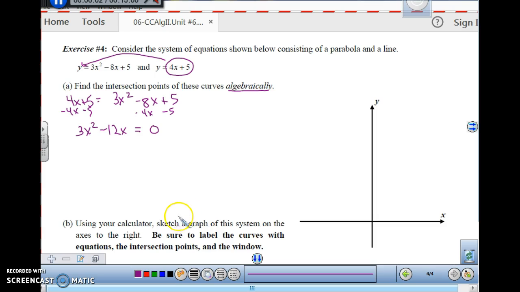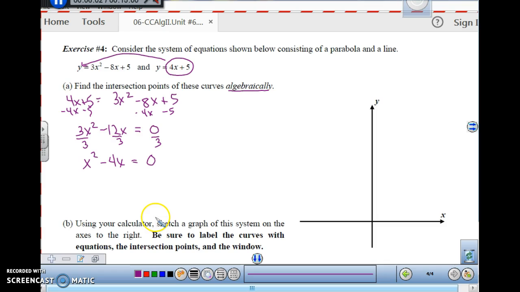Okay, so I want to factor this completely. Now before I start, do you notice anything about these numbers? Yeah, everything divides by 3, so why don't we divide by 3? Because if we factor out the 3, it's not going to affect the problem anyway. Like, remember the problem we did with the 4? So I'm going to do that. So x squared minus 4x is equal to 0.